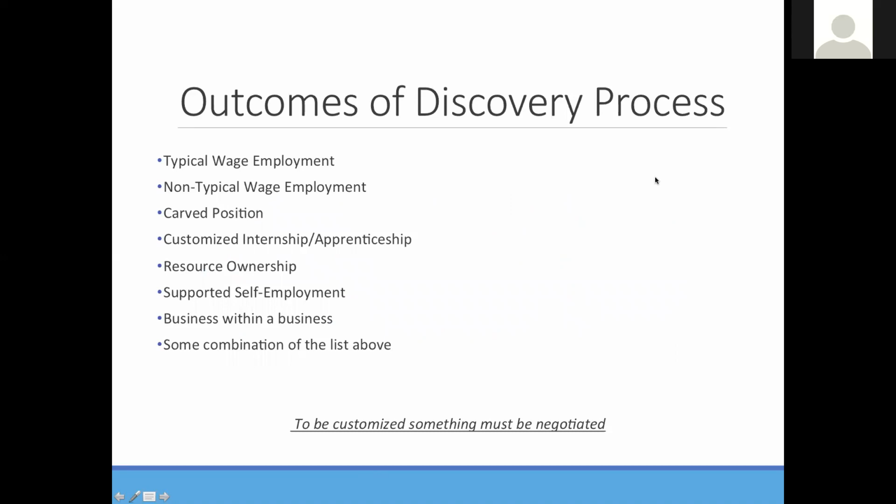So, outcomes of the discovery process. After we've completed discovery, after we've gotten a really good picture of who this person is, here are some outcomes that might happen, right? So typical wage employment. What I mean by this is the individual ends up working in a position where there is a job description, and that's okay. It just means that it's not customized. You use discovery to get there, but if nothing was negotiated, it's not customized.